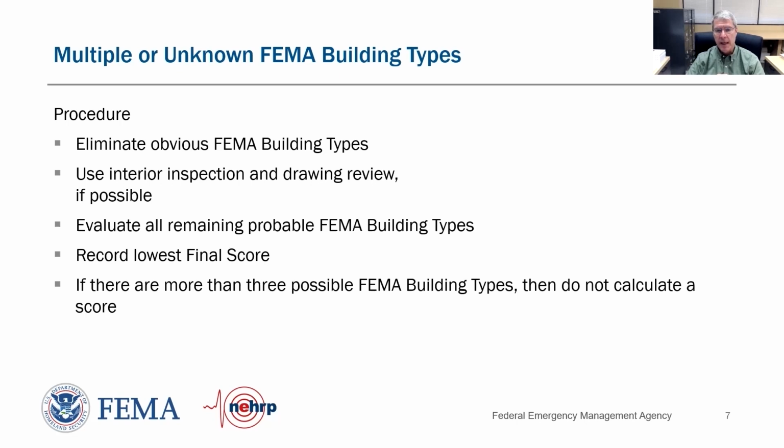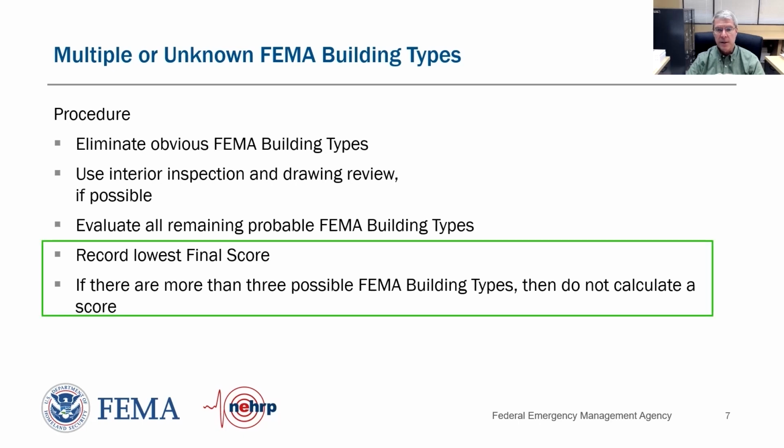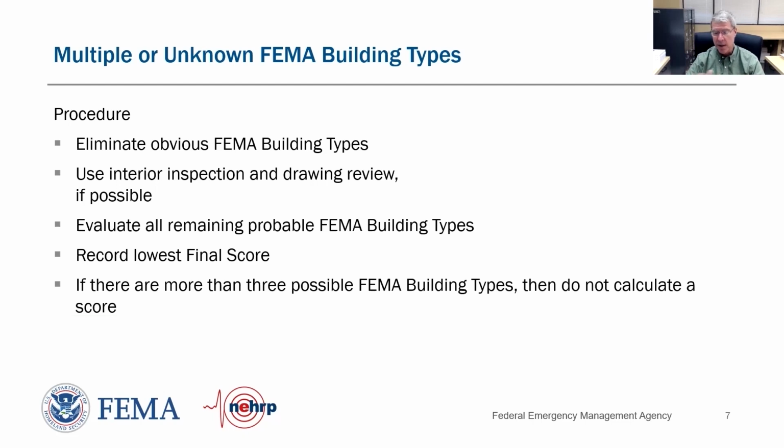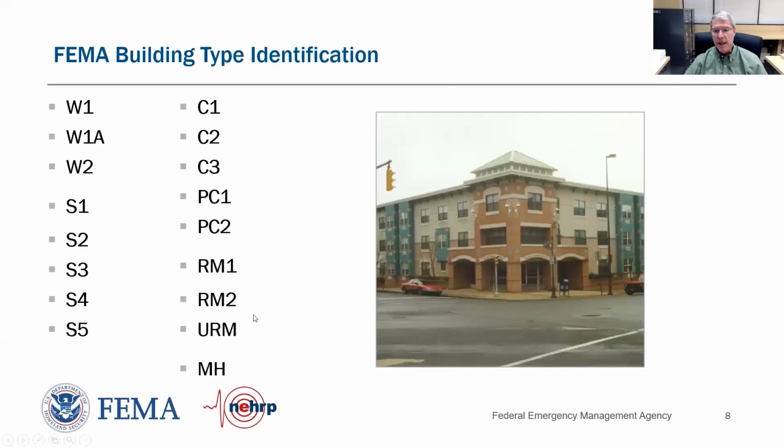And so if you can apply those modifiers on 3 building types, come up with your final level 1 score and just take the lowest score as representative of that building, and then utilize the data in that fashion, understanding that, you know, I'm not exactly sure what it is, but I know it's one of these 3, and then move on with that in terms of your FEMA building type. So let's kind of do that, if you will.